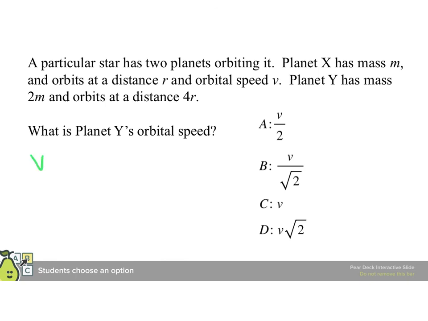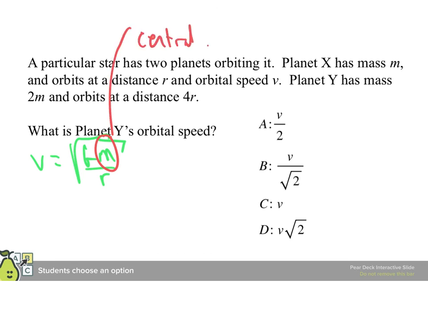And we remember that v is the root of 2GM over r. And remember that this M is the central object mass, the star in this case, not the planets. And so it doesn't matter what the planets' masses are, and we can ignore that. We focus only on the distances, and we say, well, if we have 4r under a radical, then I get 1/2 as much. So I get A.